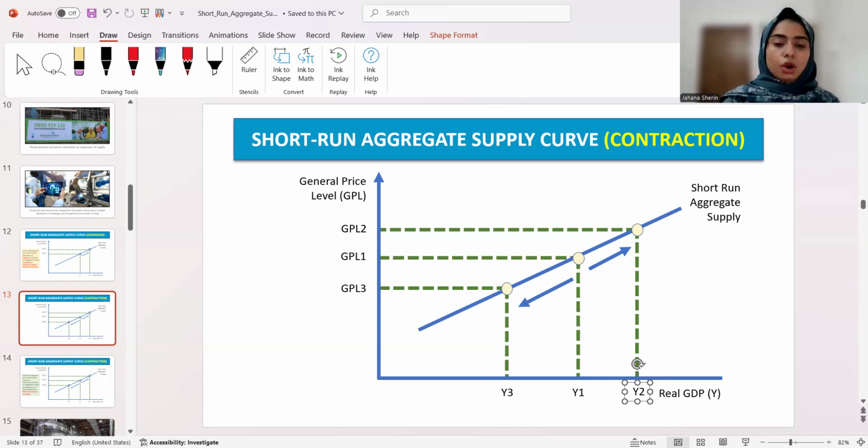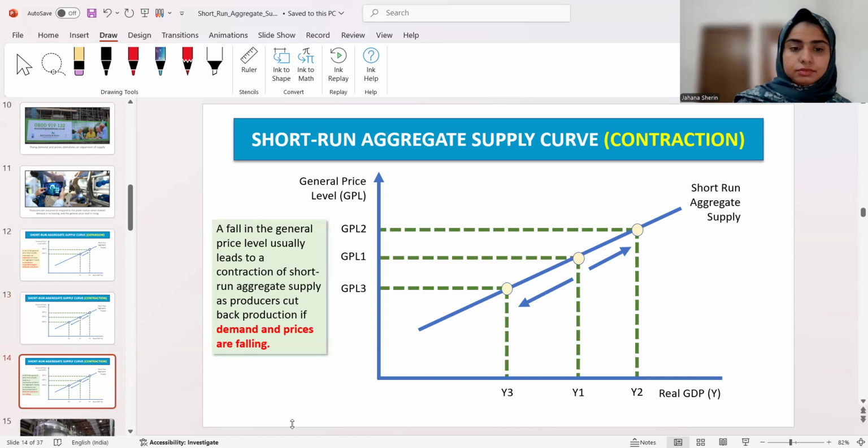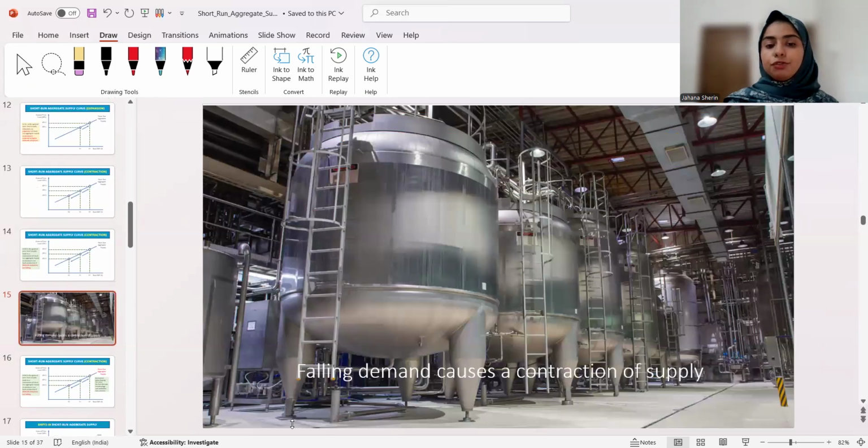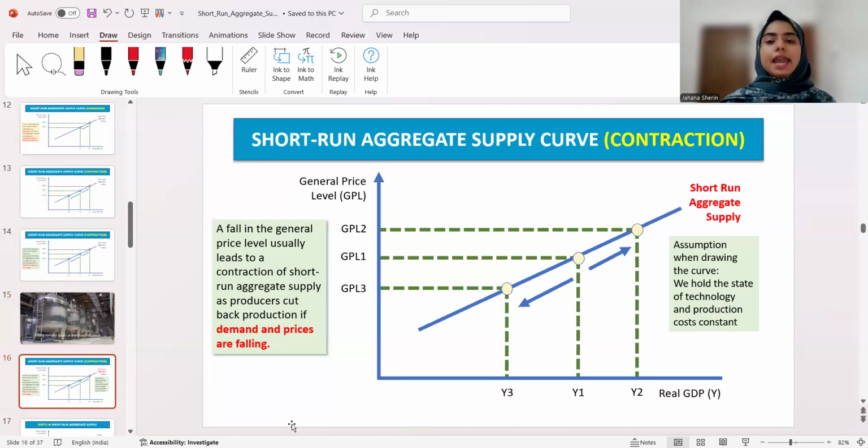Clear? All right. So a fall in general price level usually leads to contraction of short-run aggregate supply, as producers cut back production if demand and price are falling. So falling demand causes contraction of supply. Again, short-run aggregate supply curve contraction. We discussed the contraction, and we discussed the extension.